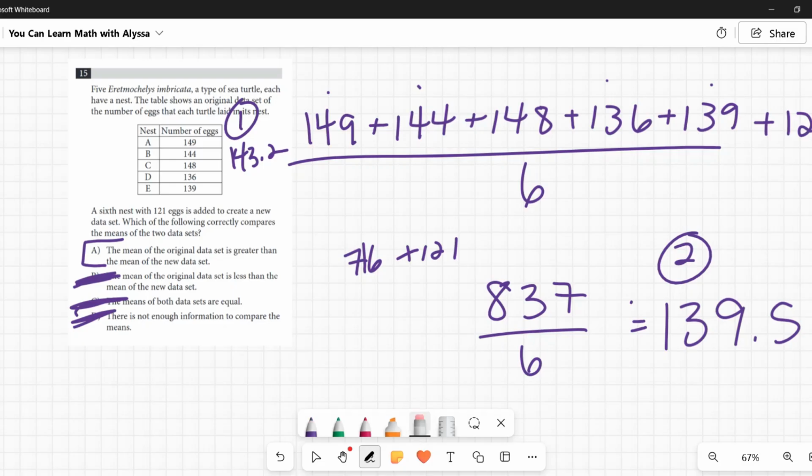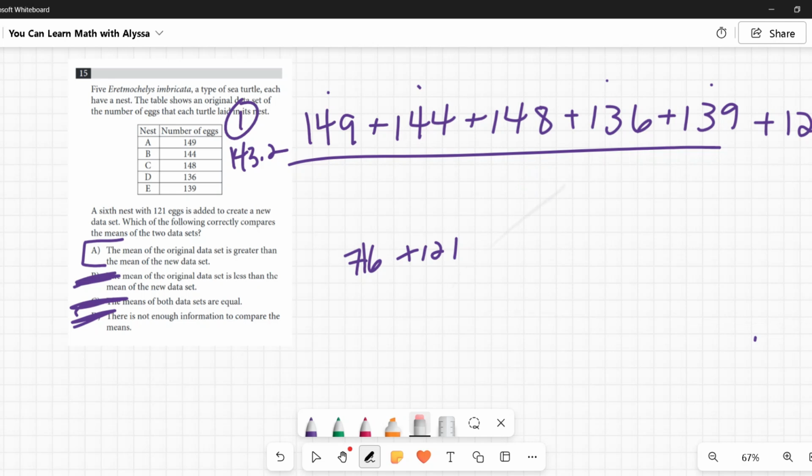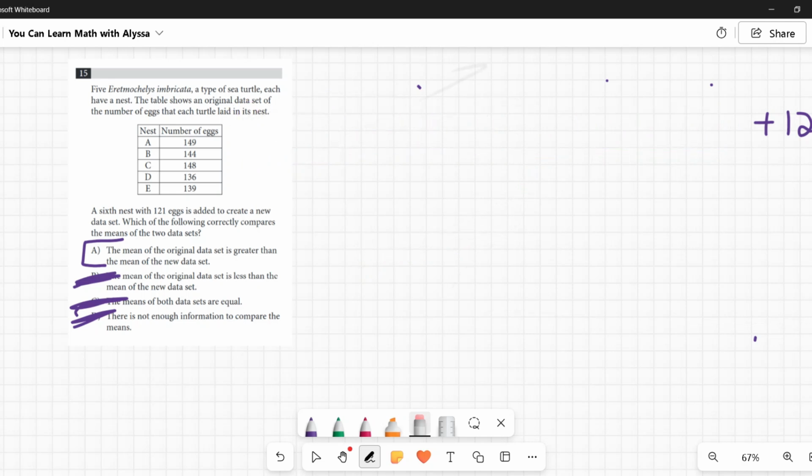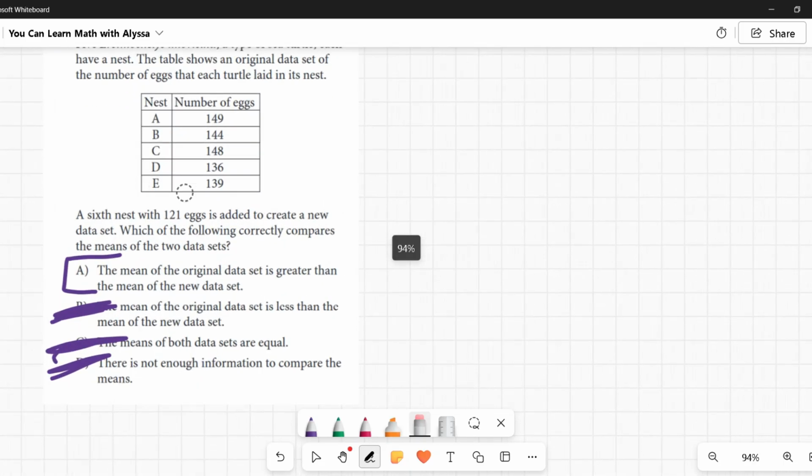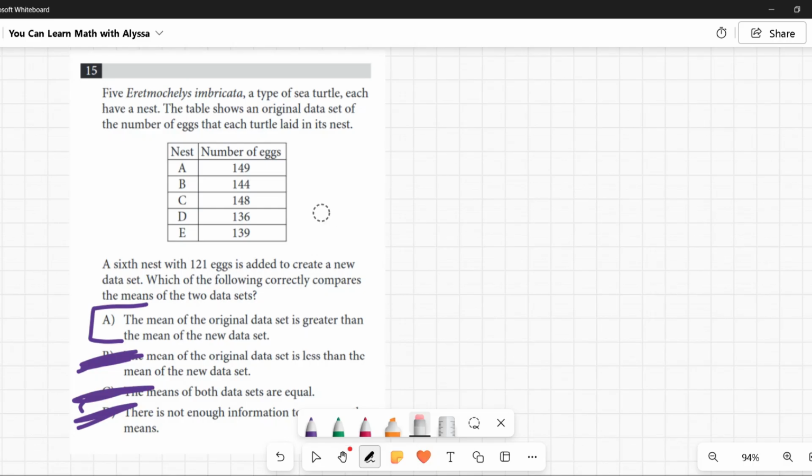Now for the shortcut. On this, you don't actually have to do any math. You don't have to type anything in a calculator, nothing. So here's the thing about means. Averages go up and down with new data based on whether the new points are higher or lower than the original data points. Now, what does all that mean?